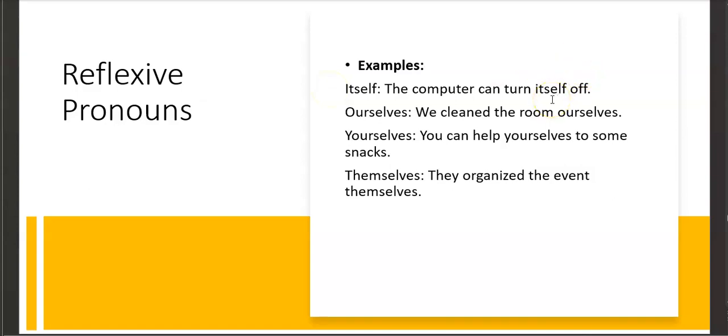The computer can turn itself on. It means that the computer doesn't need maybe a human help or anything like that, but it can turn on itself. Okay, then when we talk about the plural part, now we have ourselves, yourselves, and themselves. We clean the room ourselves. It means no one else helped us, but we as the students cleaned our classroom or maybe the staff room. Okay, you can help yourselves to some snacks. It means that I'm telling all of you, you can help yourselves to some snacks. Okay, themselves also shows the plural form.